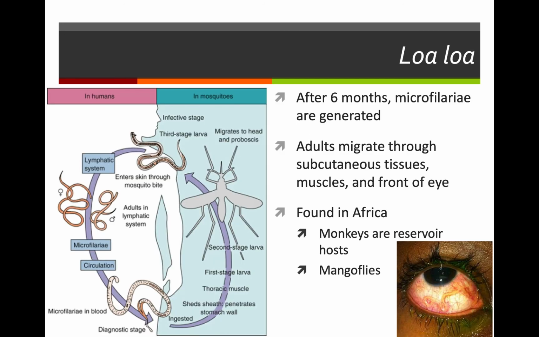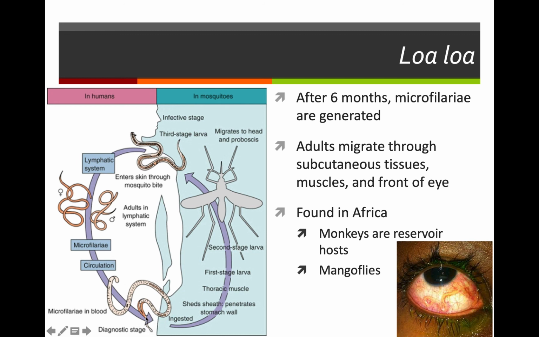Loa Loa is transmitted by the bite of an arthropod, mosquitoes generally. So the mosquito will bite, and a larval stage will enter the body. It will travel through the lymphatic system. The adults will be in the lymphatic system, and they will release like a larval stage called a microfilaria. It's not exactly a larva, but kind of like a larva. And those will be in circulation. They'll be in the blood.